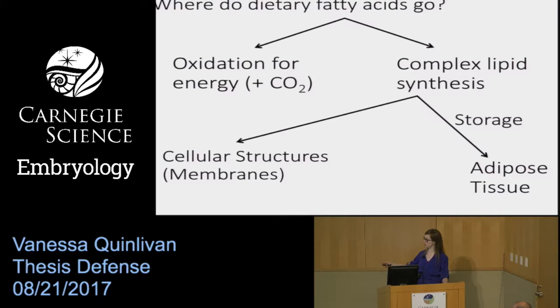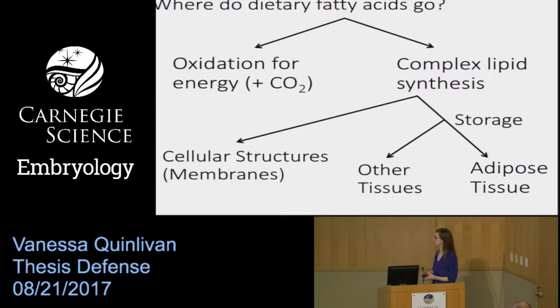Different tissues can be used to store lipids. Adipose tissue is what we basically consider fat tissue. This is a healthy place for lipid storage to go, but other tissues can store lipids as well. For example, the liver, which I'll show you some pictures of later, can store large amounts of lipid, as can muscle tissue, including the heart.